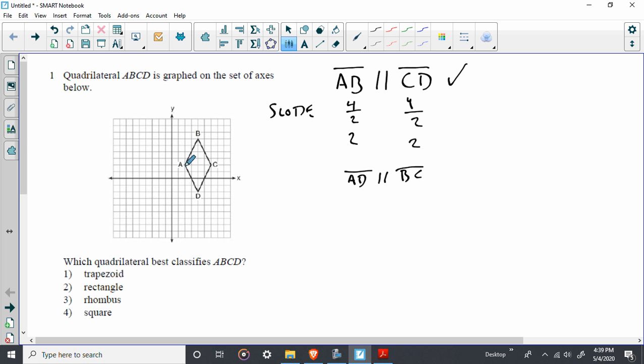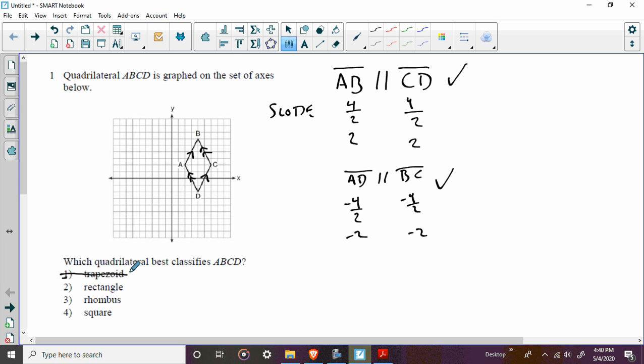AD has a slope of 1, 2, 3, 4, 1, 2, so negative 4 over 2, or negative 2. On the other side, BC also 1, 2, 3, 4, 1, 2, negative 4 over 2, also has a slope of negative 2. Okay? So these are parallel. So far we know we can rule out that it is a trapezoid. What have we said so far? That these sides are parallel and these sides are parallel. Okay. Let's talk about the other things we know.